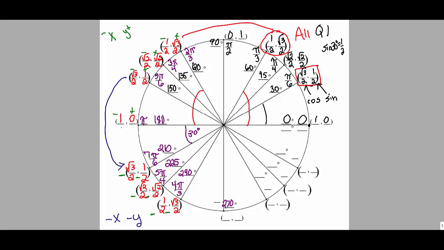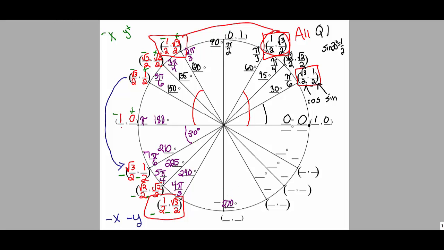All of the values that have a reference angle of 60 degrees, if we look at 60 degrees, 120 degrees, and also 240 degrees, we notice that all of those points look exactly the same, except for the sign changes based upon the quadrant. What about 270 degrees? What is the radian measure for that?